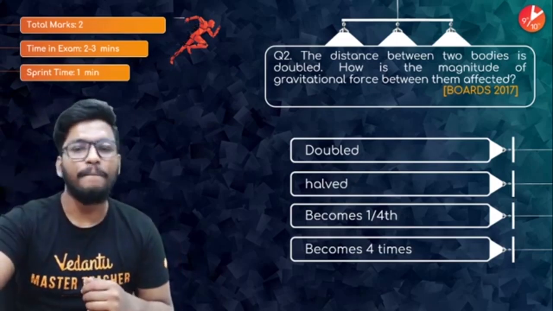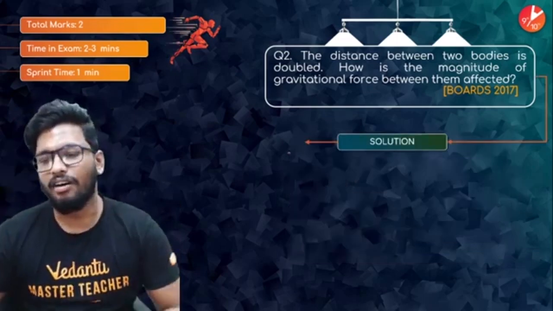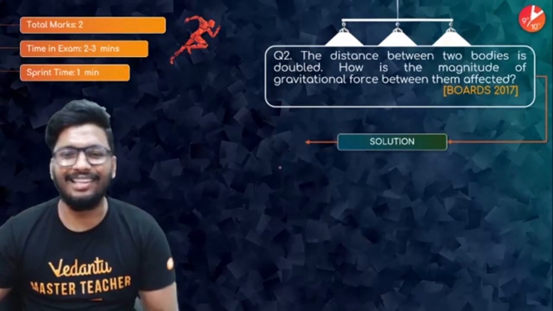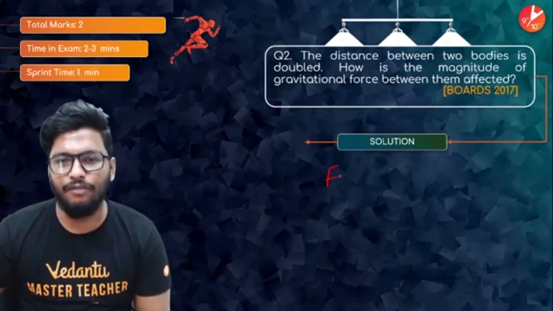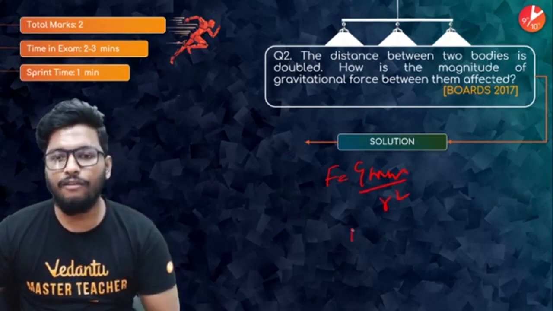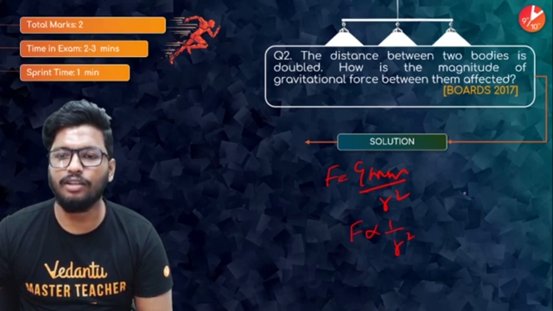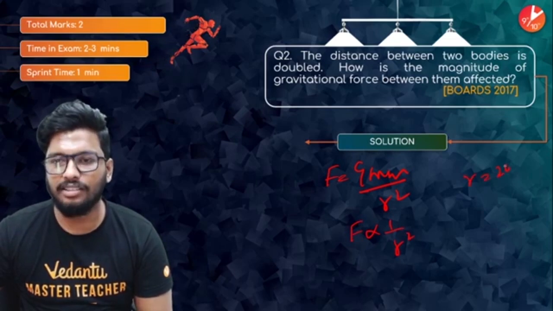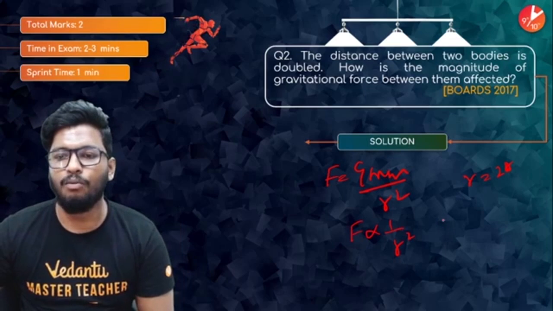Is a doubled half becomes 1 by 4th, or becomes what? 4 times. Let's go ahead and solve this, people. Remember the formula. F is equal to GMm by R square is the formula. So F is inversely proportional to R square. So if R becomes twice, basically R becomes 2R, then what will happen to the force?